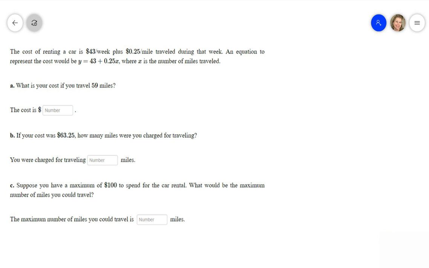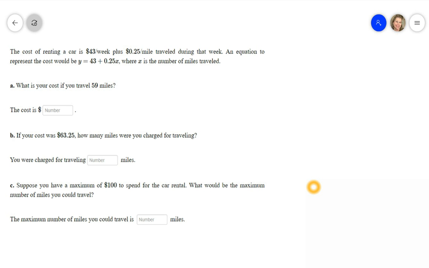All right, this one has 3 parts to it. The cost of renting a car is $43 a week, plus 25 cents for every mile that you travel. So an equation to represent your cost would be y equals 43 plus 0.25x, where x is the number of miles traveled. When I do word problems, I try to use letters.